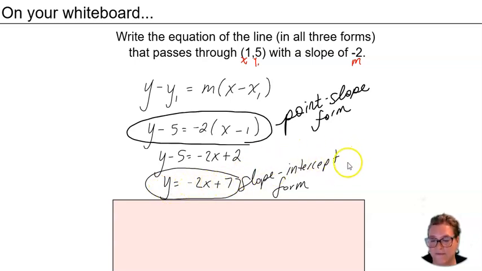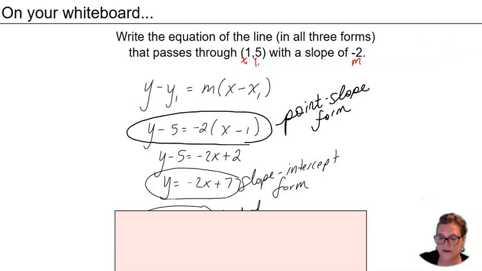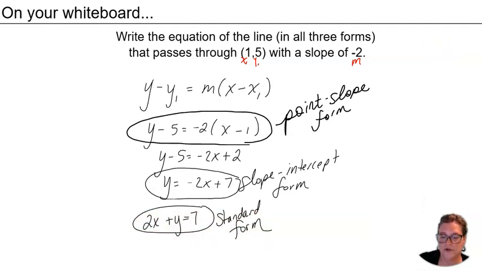That's slope-intercept form. Now, to go from slope-intercept form to standard form, all we need to do is add 2x to both sides, and we've got our standard form, which is 2x plus y is equal to 7. We know we're in standard form because the coefficient on the x is positive, the x's and y's are added together on the same side, and there are no fractions or decimals.